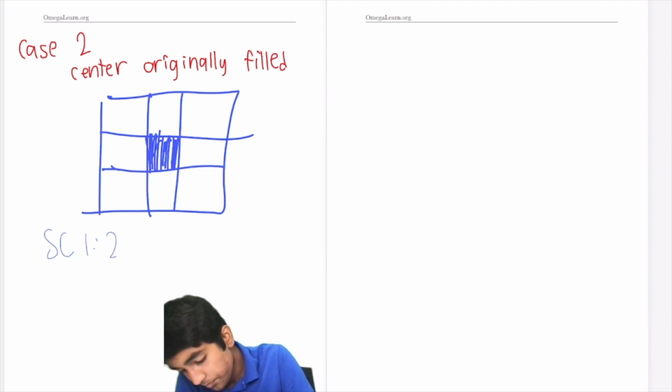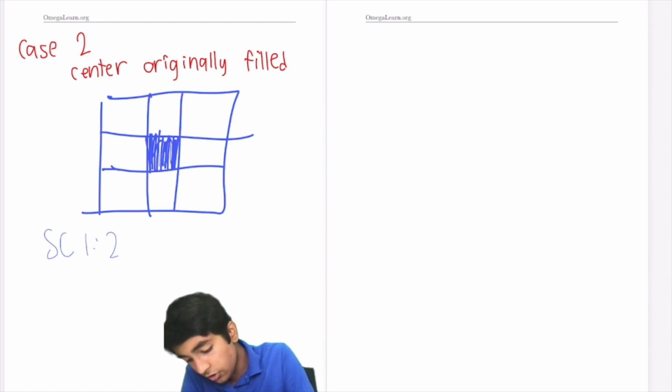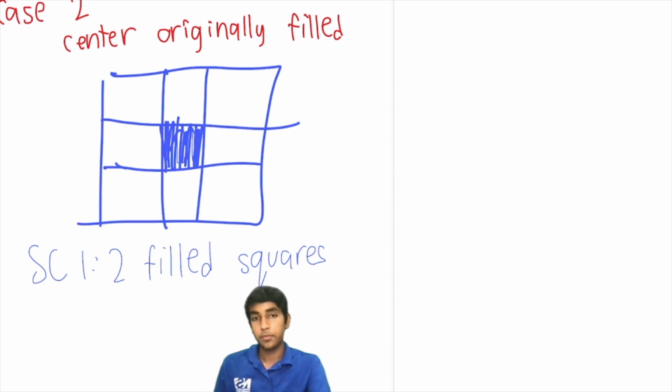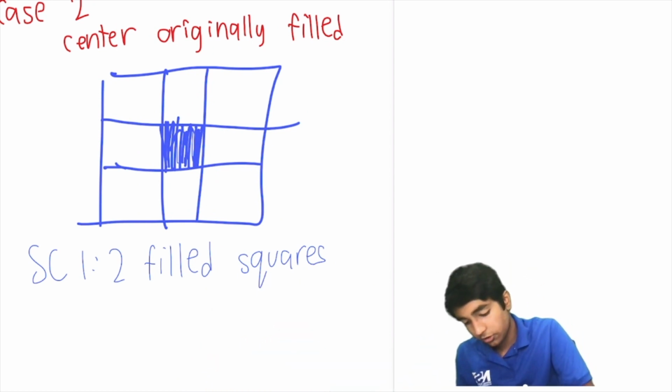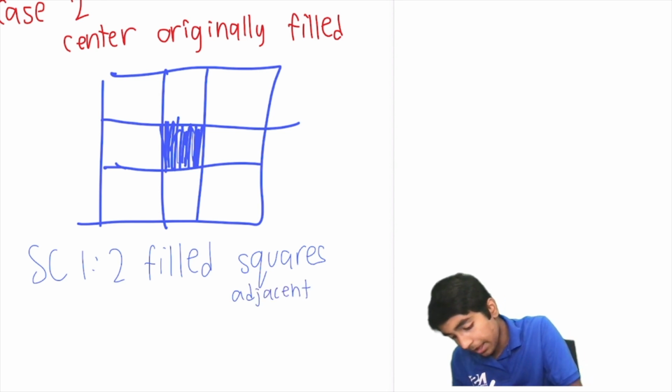there's two filled squares that surround the center square. Two filled squares adjacent to the center filled square. Let's just write two filled squares adjacent. And then subcase 2 is that there's three filled squares adjacent.